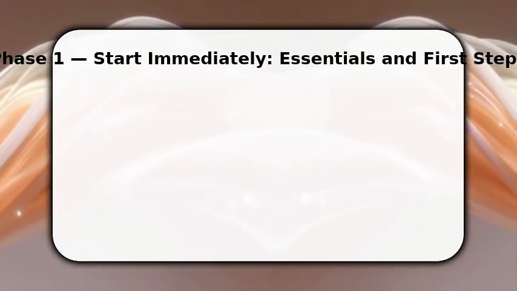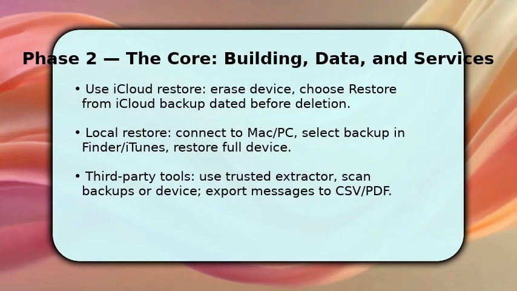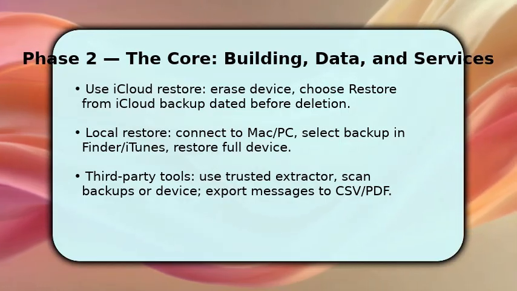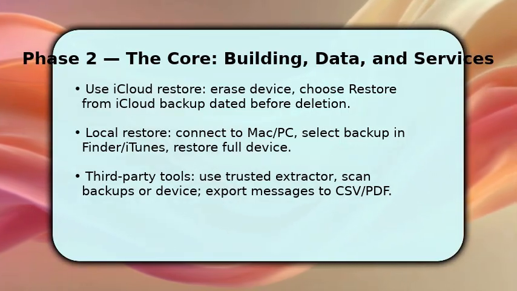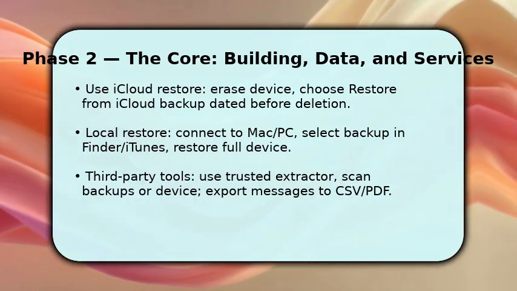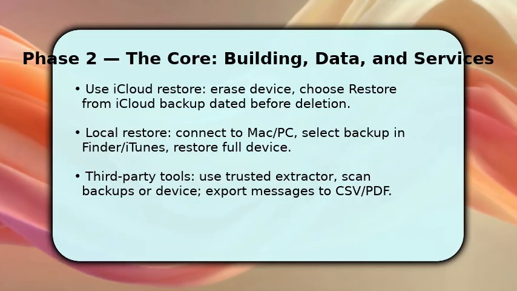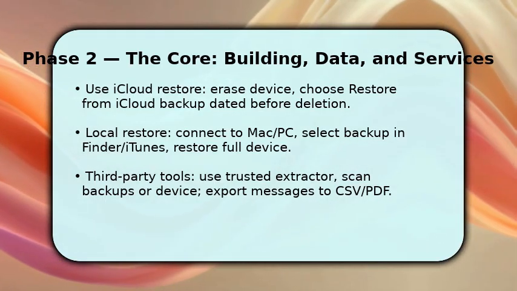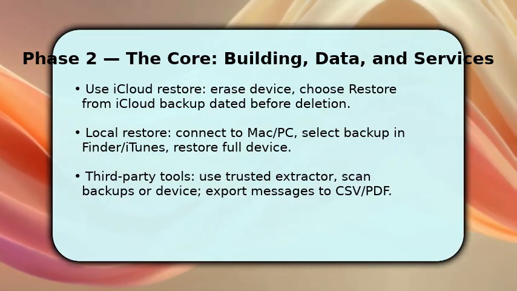Now you decide between full restore and targeted extraction. If your needed backup is in iCloud, you must erase the iPhone and pick restore from iCloud backup. This replaces current data, so make sure you backed up anything new. For local backups, connect to Finder or iTunes and choose the appropriate backup to restore. The process reinstates messages as of that backup.